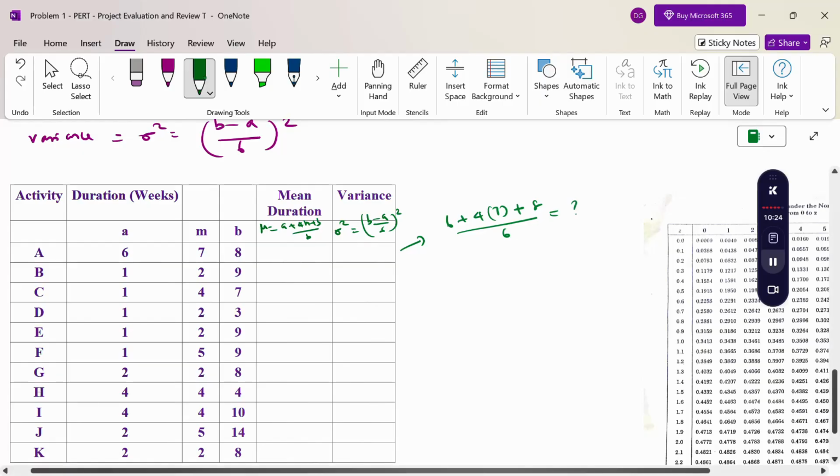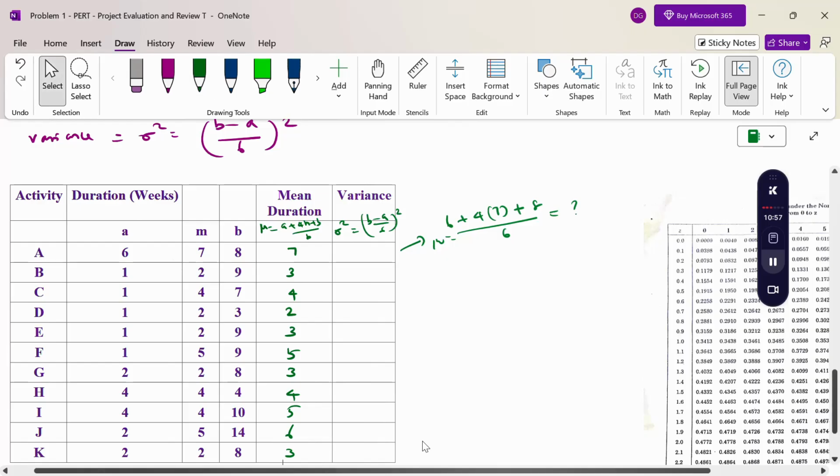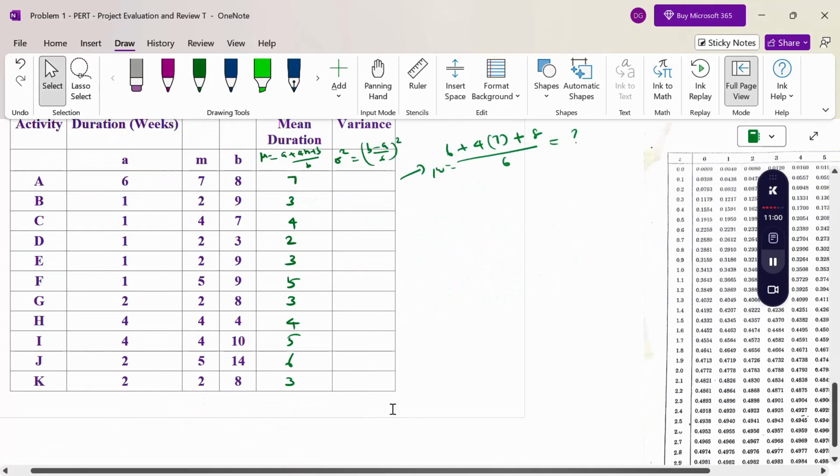And then the variance, b minus a. Therefore, this term, when calculating a, m, b values, is nothing but the mean. So 7, and then 3, 4, 2, 3, 5, 3, 4, 5, 6, 3. Now using the formula, we are finding this duration.